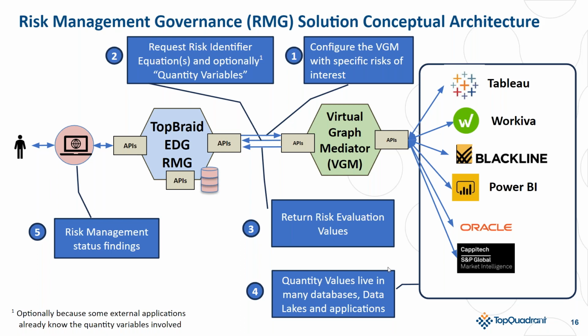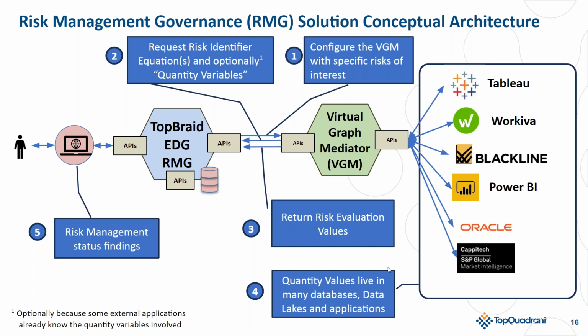And so what we look to do is create this concept of a virtual graph mediator. And this is the connection that's talking between TopRate Edge and the risk management governance model that we just showed, and those applications to actually define it. So let's walk through this. So the first thing we want to do is configure this virtual graph management mediator, VGM, with specific risks that we're interested in.